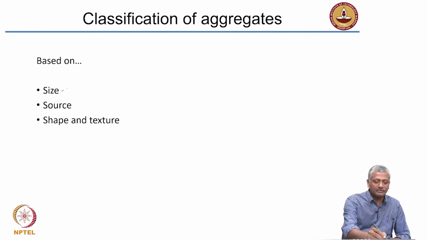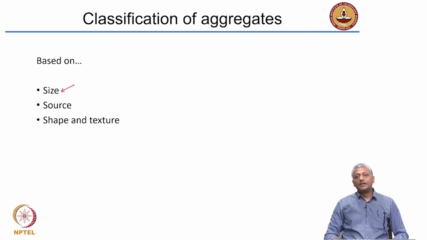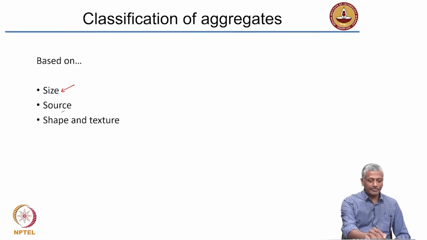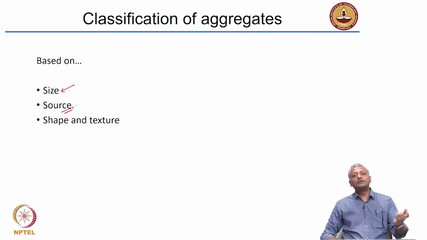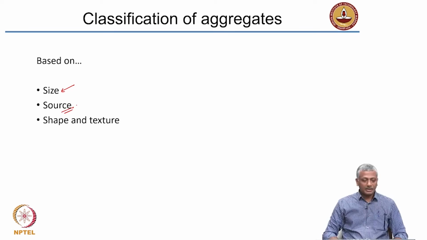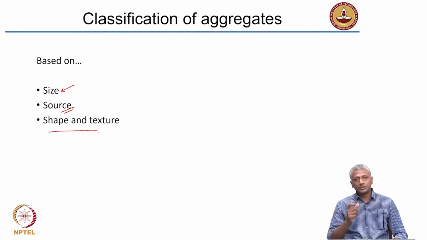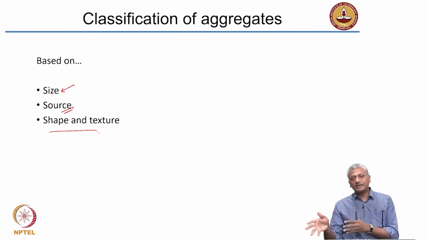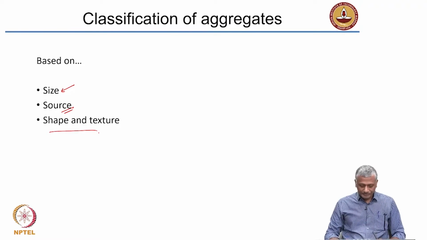Obviously you can classify based on size, you can classify based on source, whether it is a natural aggregate or a manufactured aggregate. Then you can have shape and texture: round aggregate, angular aggregate, aggregate with a rough texture, aggregate with a smooth texture. All that ultimately goes into affecting the properties of the concrete. So, let us look at how that actually happens.